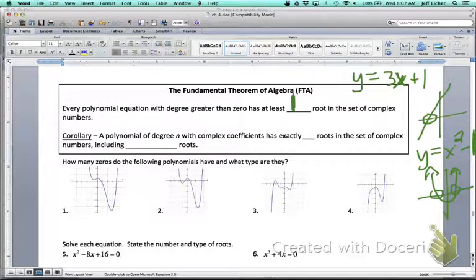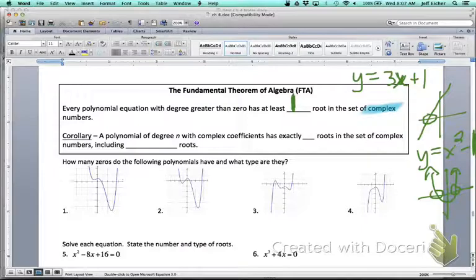Now don't get freaked out by this one root in the set of complex numbers. Remember, complex numbers are both real number solutions and imaginary number solutions. So yes, we do get to do some imaginary number solutions today.